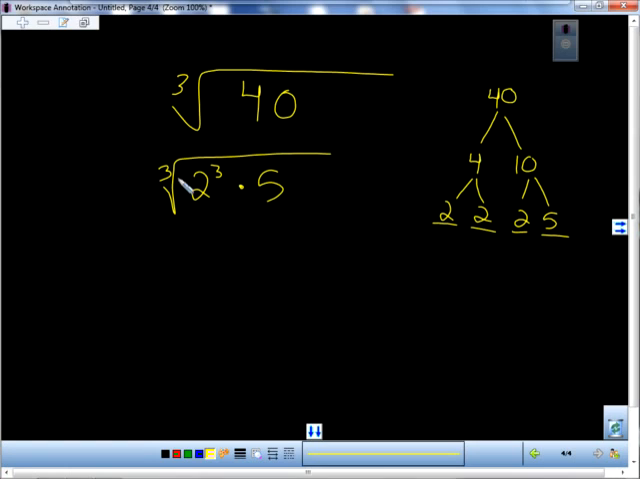Okay, so if I take the cube root of 2 cubed, what am I going to get? 2. And I have 5 left over, so I have 2 cube root of 5. Okay, so that's how you break 40 down if you're looking for the cube root of 40.